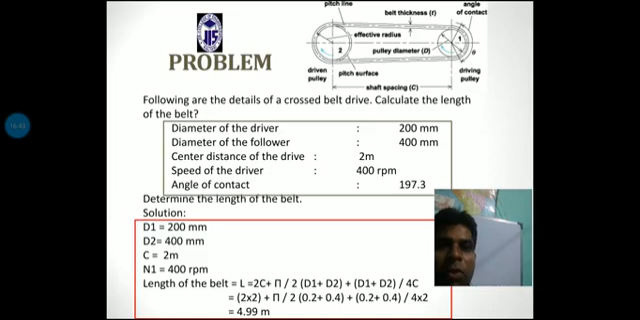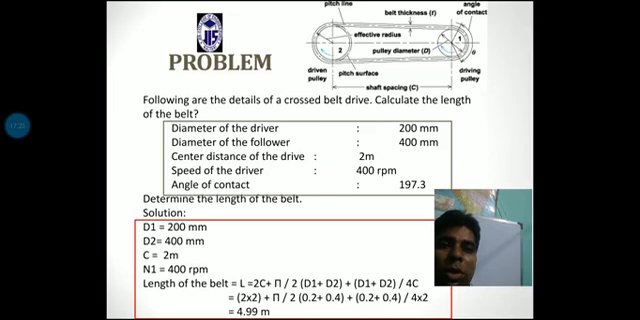Now, the following points that I already mentioned: the two systems, one is open belt drive and another is cross belt drive. For both systems we can consider the total length of the belt. The total length of the belt can be calculated from this problem if all the parameters are given. Suppose the diameter of the driver of this problem, you have to find out the length of the belt.